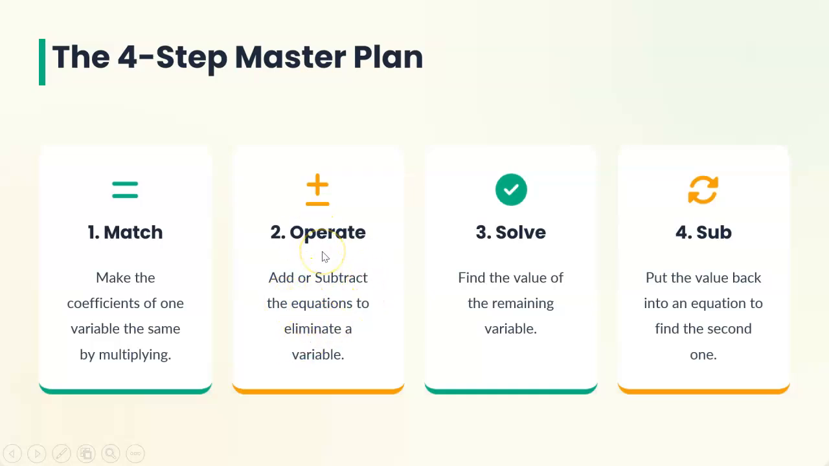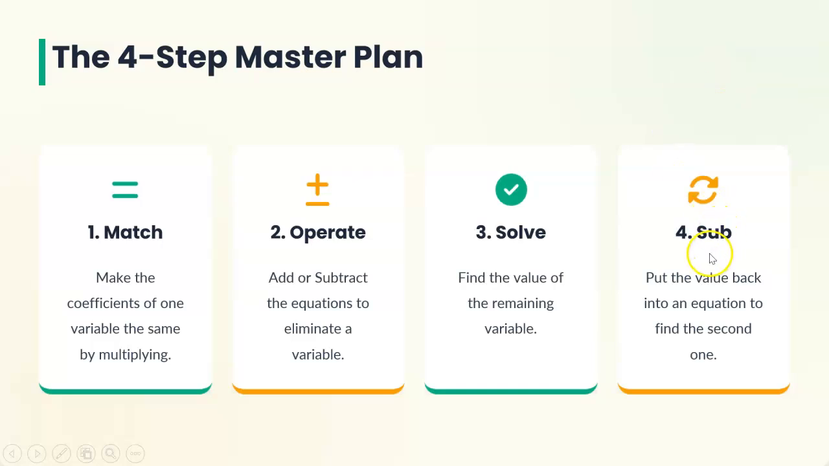So for me to eliminate a particular variable, maybe I want to eliminate y or I want to eliminate x, I'm going to either add or subtract. But I'm only going to work with the particular operation that will give me what I want, depending on the variable I want to eliminate. Then here you solve. That will be step 3. Find the value of the remaining variable. By the time I'm getting rid of one of the variables, I'll be left with one, and solving for it will not be much of a problem.